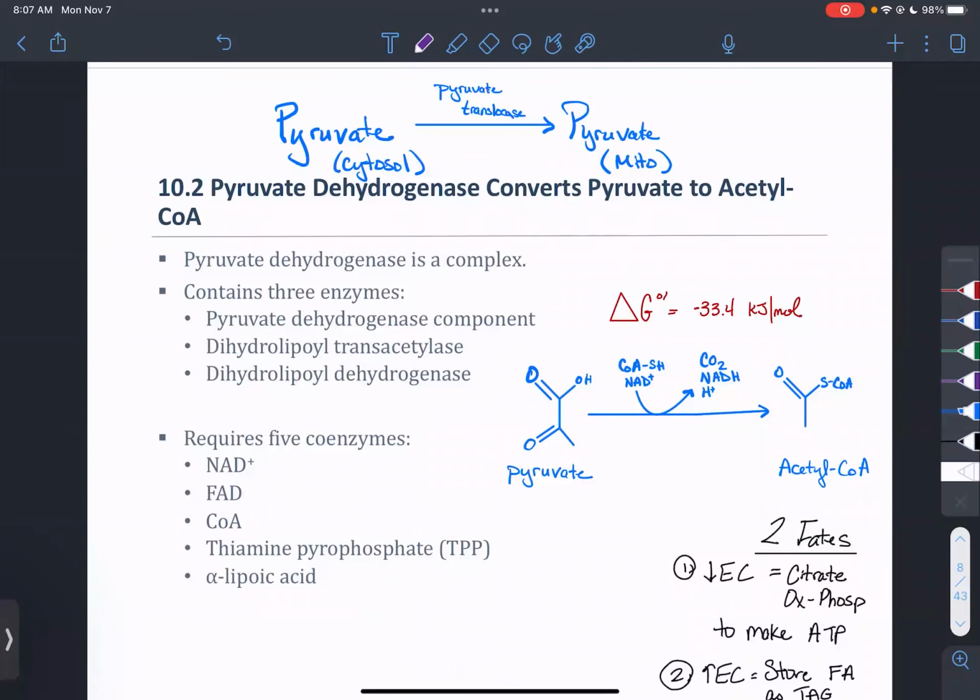It's going to catalyze the oxidative decarboxylation, right? We're going to lose carbon in the form of carbon dioxide and turn pyruvate into acetyl-CoA. It's really a 5-step mechanism that is going to require 3 different enzymes. So we're going to look at the biochemistry of each of the reactions, and then what coenzymes are required by these 3 enzymes.